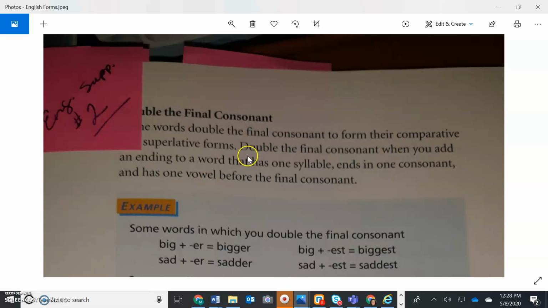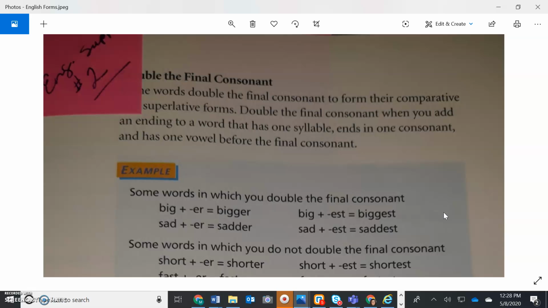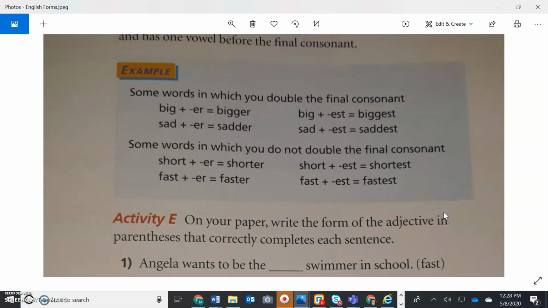So when you add an ending to a word that has one syllable, ends in one consonant, and has one vowel before the final consonant, it's easier if we take a look at the example. So let's look at our examples. Some words in which you double the final consonant would be bigger or sadder. Okay, some words in which you do not double: shorter, faster, shortest, fastest.